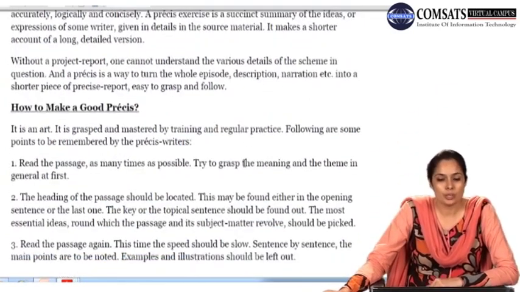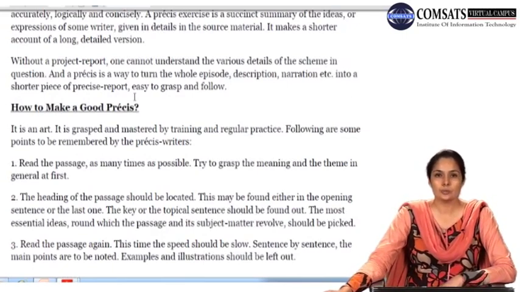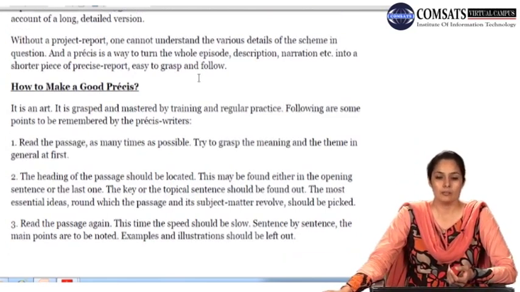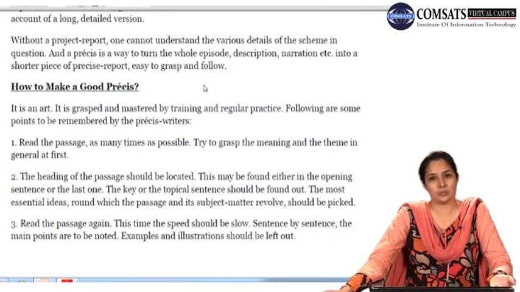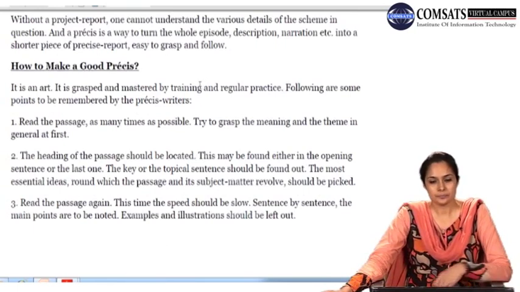Without a project report, one cannot understand the various details of the scheme in question. And a Prezi is a way to turn the whole episode, description, narration, etc. into a shorter piece of Prezi report, easy to grasp and follow. So whatever you are doing, somewhere or the other you have to use the skill of Prezi writing, summarizing. Whether you are a student, a personal assistant, a researcher, a lawyer, or a journalist, or an editor, anyone for that matter.